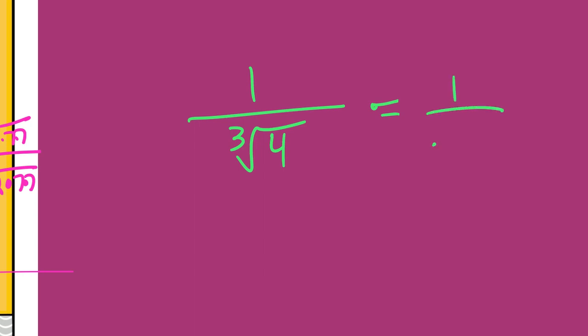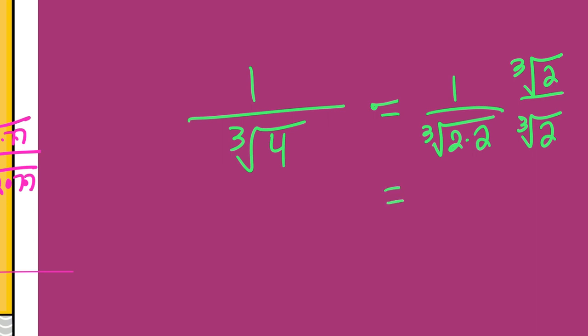1 over the cube root of 4. I got 1 over the cube root of 2 times 2. How many 2's do I need to be able to get rid of the radical? I need 1 more 2, which means I'm going to multiply by 1 more 2. But I can't just multiply the bottom. I can only multiply by 1. So therefore, I have to multiply by the cube root of 2 over the cube root of 2. So on top, I get the cube root of 2. On bottom, I have 3 2's, which means the 2 gets to come out. Now the radical is no longer on the bottom.